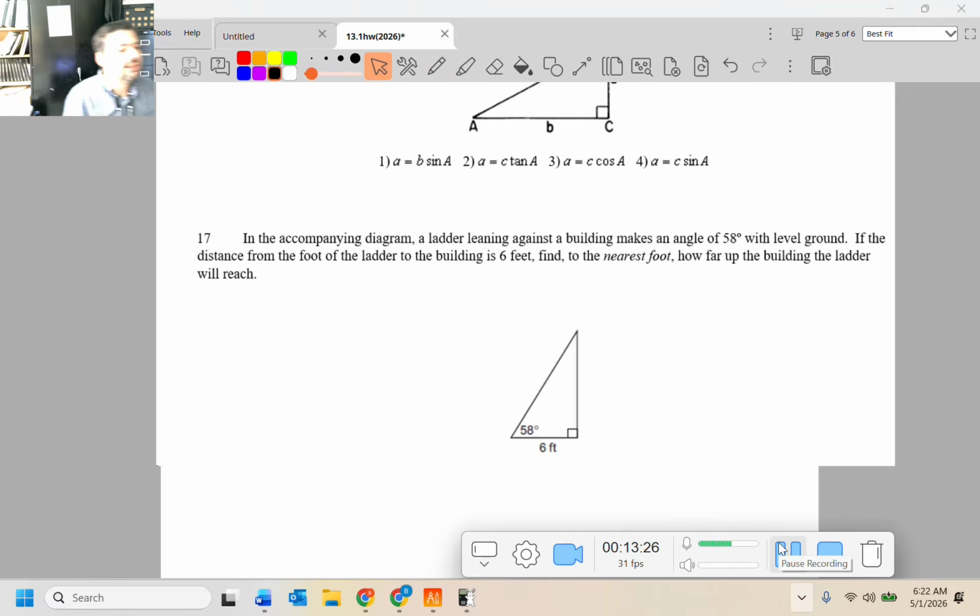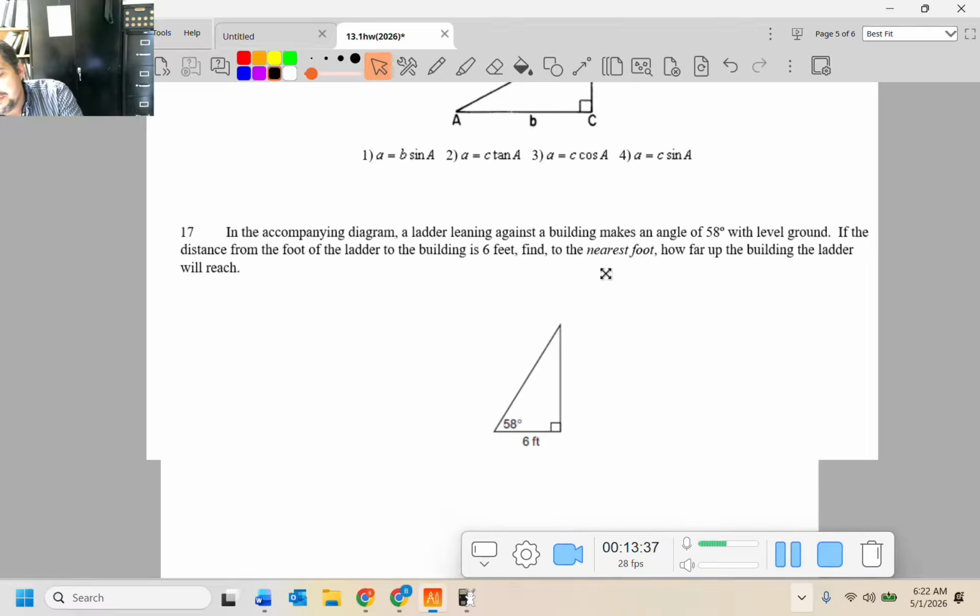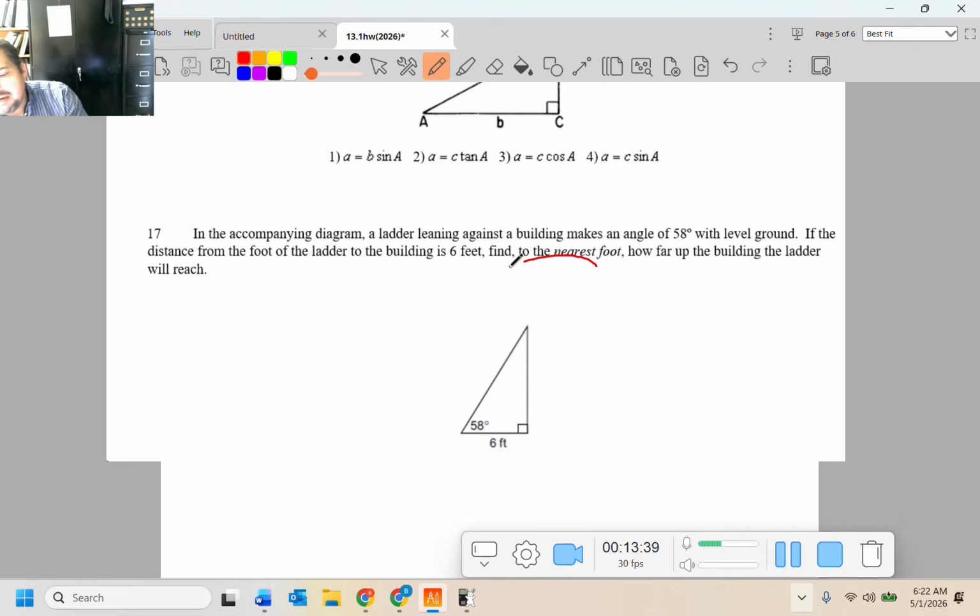All right, where are we? We're on 17. In the accompanying diagram, a ladder leaning against the building makes an angle of 58 degrees with the level ground. If the distance from the foot of the ladder to the building is 6 feet, find, to the nearest foot, how far up the building the ladder will reach. So they want me to round. Well, that would be this guy right here. Not the hypotenuse. This guy right here.